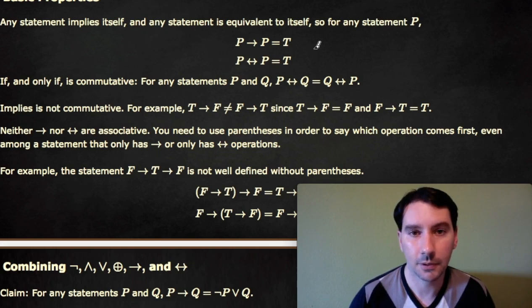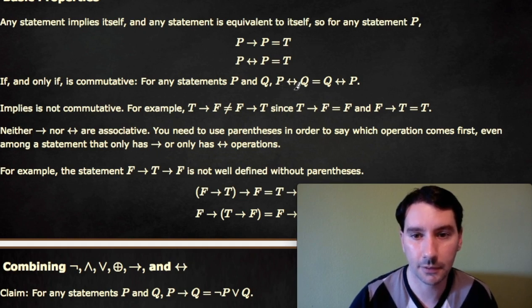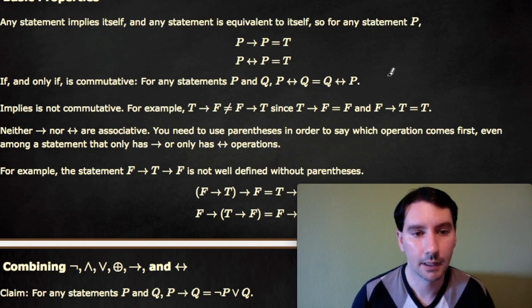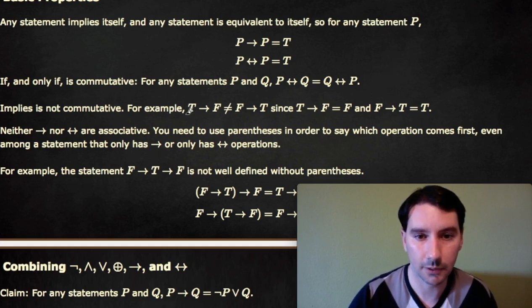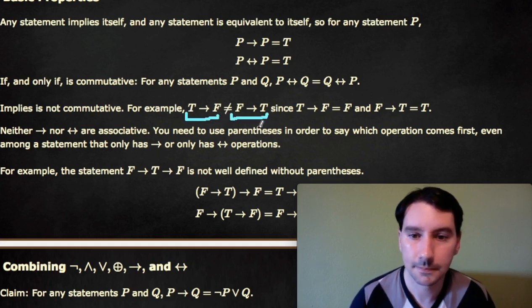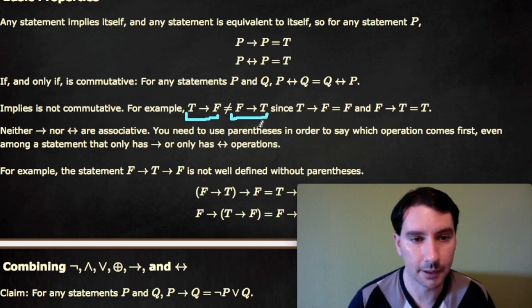Also, if and only if is commutative, which means you can write the statements in either order. So P if and only if Q has the same value as Q if and only if P. They're equal. But implies is not commutative. So remember that true implies false is false, but false implies true is true. So you can't swap the order. True implies false doesn't equal false implies true. And therefore order does matter. So remember that. I think this is the first operation that we looked at in logic that is non-commutative. So you have to be careful with an implies.